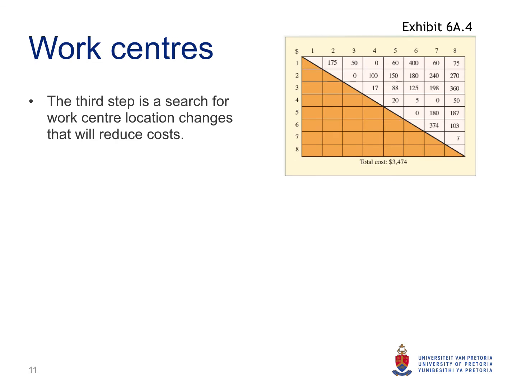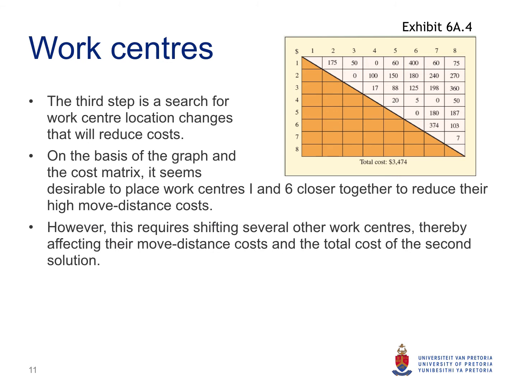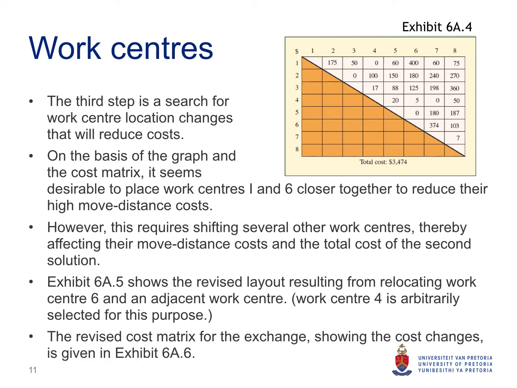Then one should search for better solutions that will reduce the costs. One can think that by moving work centers 1 and 6 closer together, one may reduce their inter-work center travel cost. But that will necessitate moving a number of other work centers as well, with unpredictable results. The next slide, Exhibit 6A5, shows the resultant layout, while Exhibit 6A6 shows the cost.